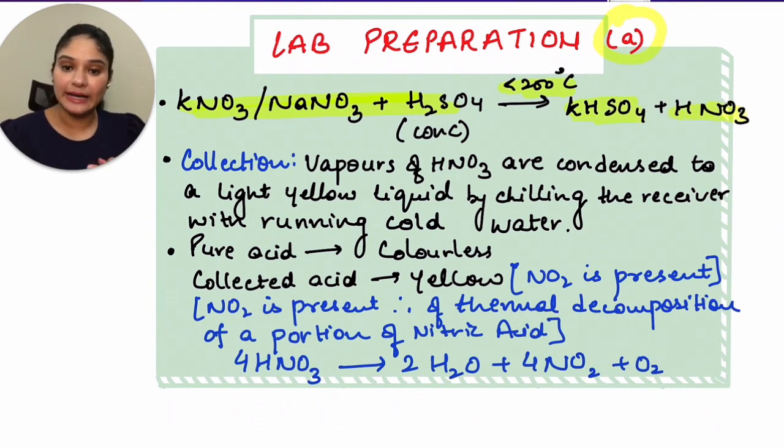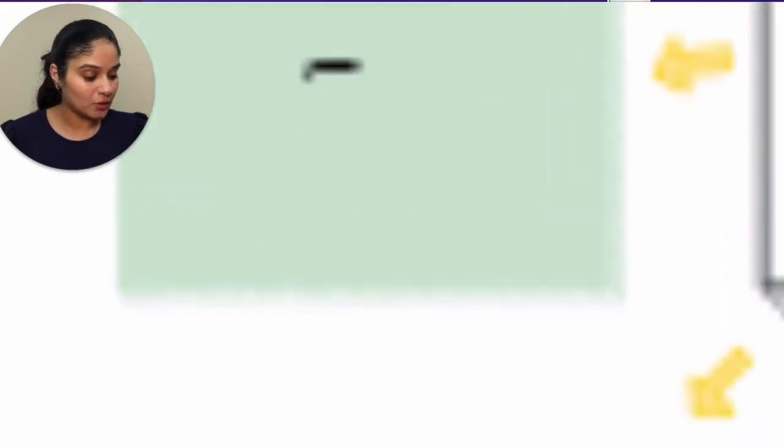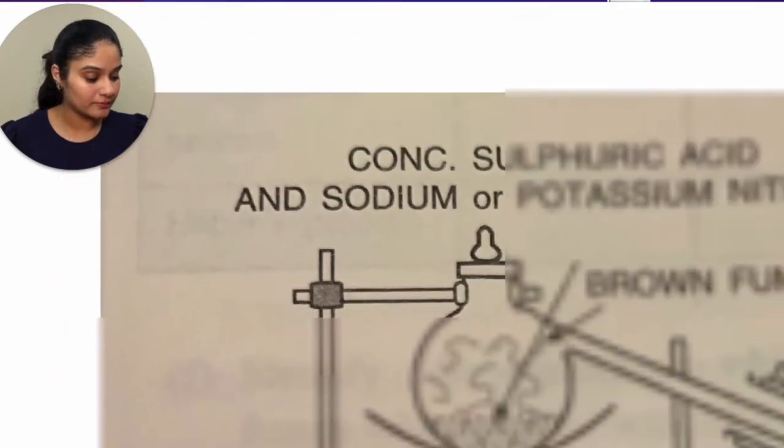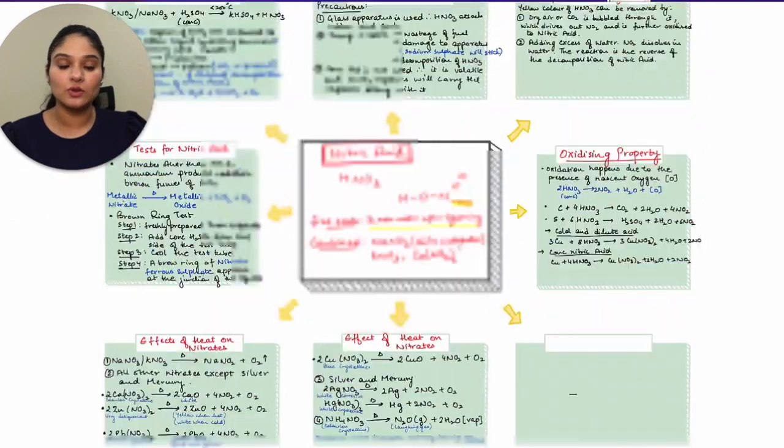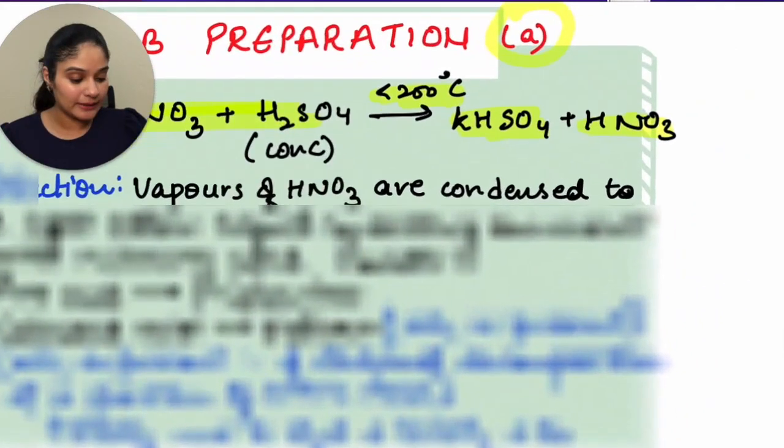How is this gas collected? So the vapors of HNO3 are condensed to a very light yellow liquid, and what happens is you chill the receiver. So you have the receiver tilted. I can show you the diagram. So if you see right here, this is the diagram for the preparation. The receiver is tilted and it is being chilled by running water, and this is where you get nitric acid. So the vapors go down right here, they get collected in the receiver, and you have running water that is cold, which will condense the vapors to nitric acid.